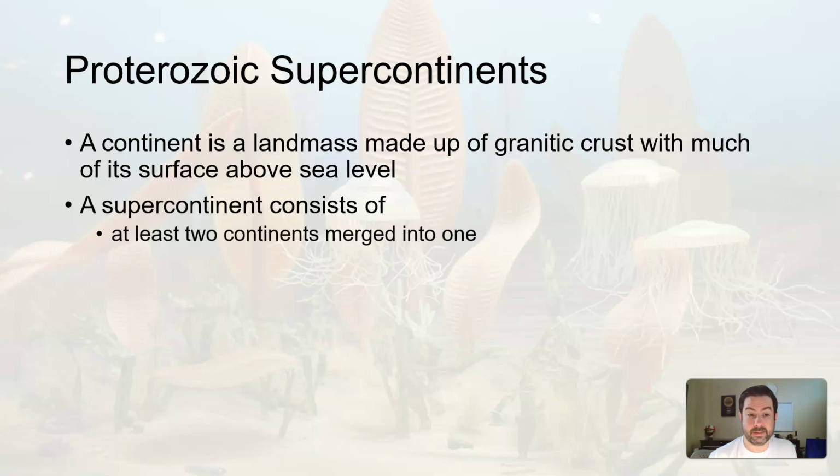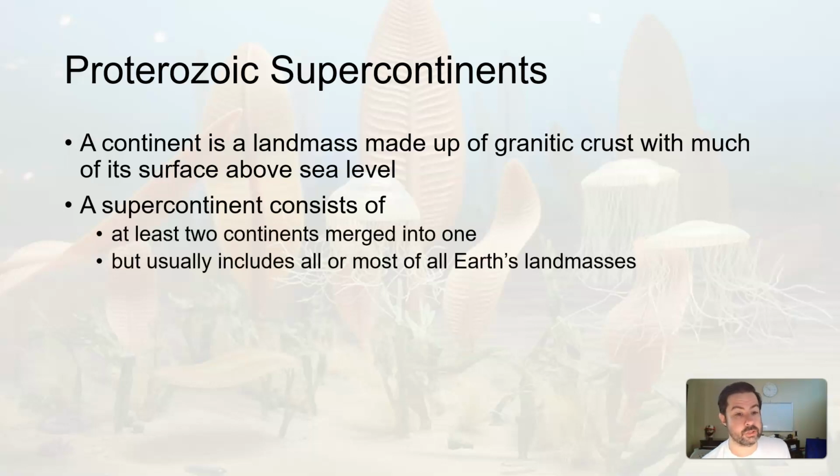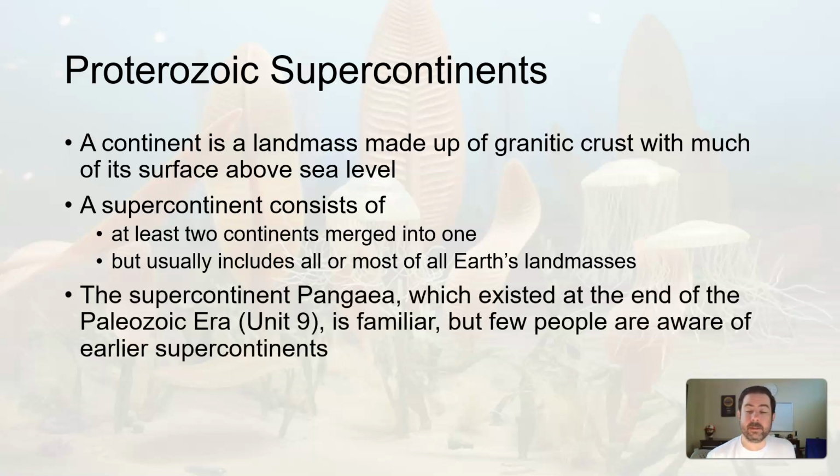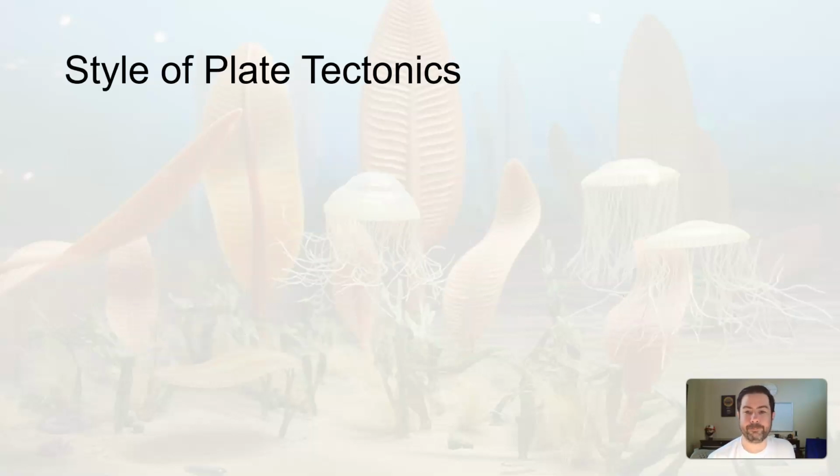But a supercontinent consists of at least two continents merged into one, but for what we've declared it, it's usually all or most of Earth's land masses at a particular time. Some people have heard of the supercontinent Pangaea, which existed at the end of the Paleozoic era, and we'll get to that in Unit 9. So that might be familiar, but there were plenty of supercontinents before Pangaea as well.